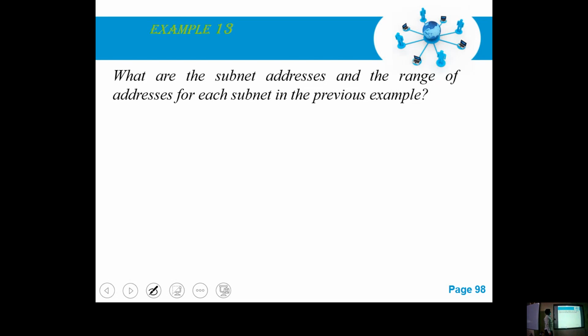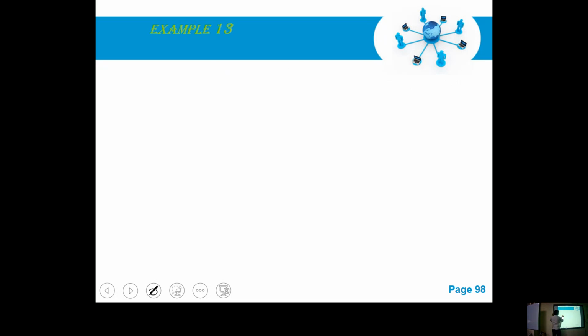Then what are the subnet addresses and the range of addresses for each subnet in the previous example? So we considered 130.34.12.64, right?